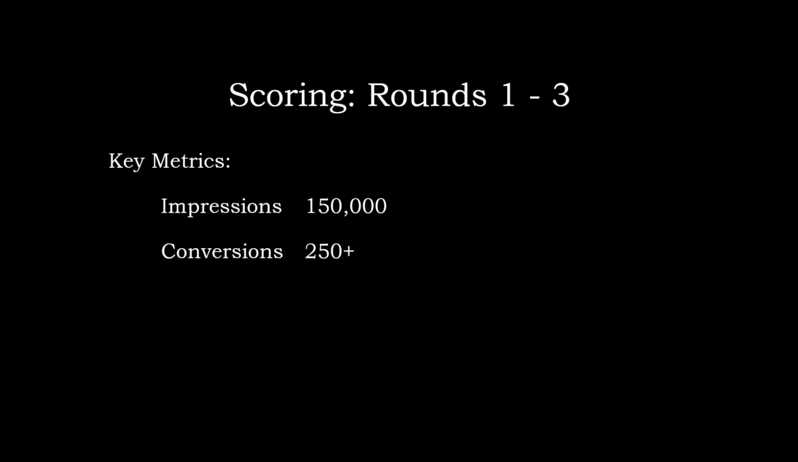For example, some professors use the simulation as a competition within the class, ranking students based on the metrics earned in each round. So, how can you earn those minimums of 150,000 impressions and 250 plus conversions within each round? The key is to use the previous information we discussed, like the research reports and social media audits, to create the best possible content for your audience.